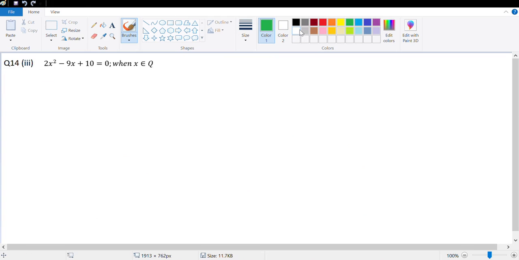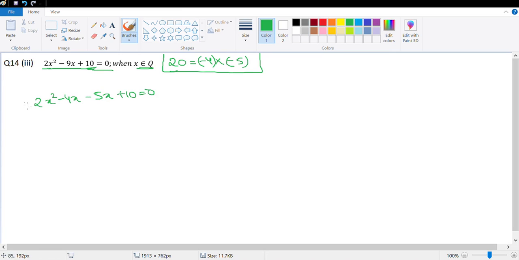Good. The next one is question number 14, part 3. It says the given expression, or rather equation, where x belongs to rational numbers. So let's first solve it and see what numbers we get. I need to find factors of 10 into 2, that's 20, and the sum of which would be negative 9. So I can write 20 is equal to negative 4 into negative 5, and the sum of negative 4 and negative 5 is negative 9. Perfect. So let's split negative 9 as negative 4x and negative 5x plus 10 is equal to 0.